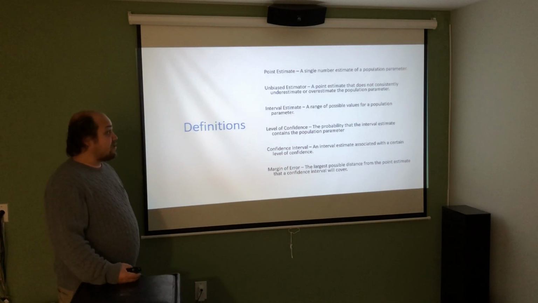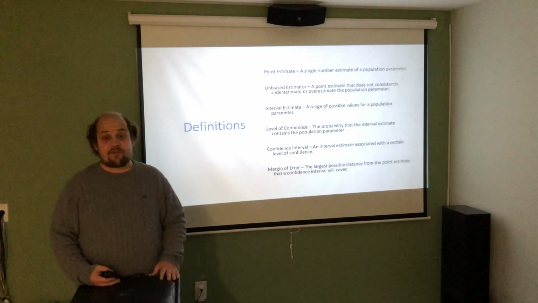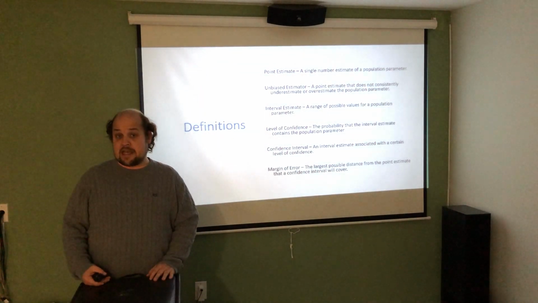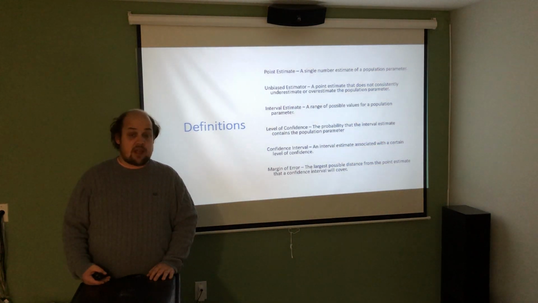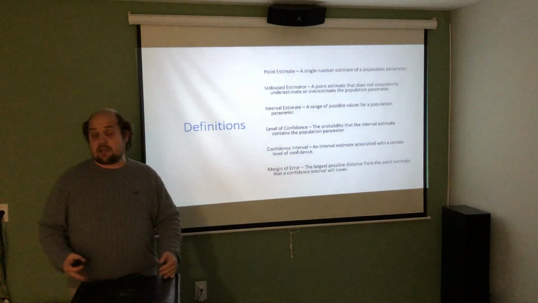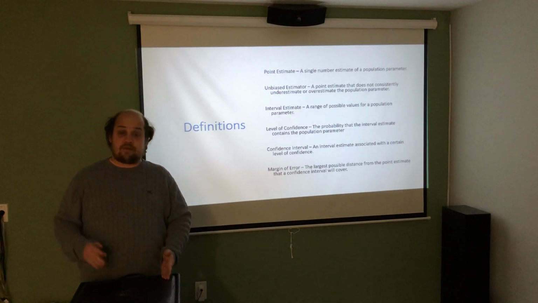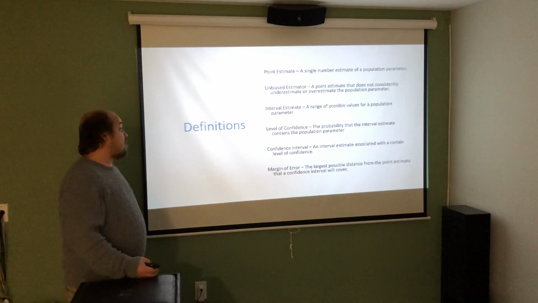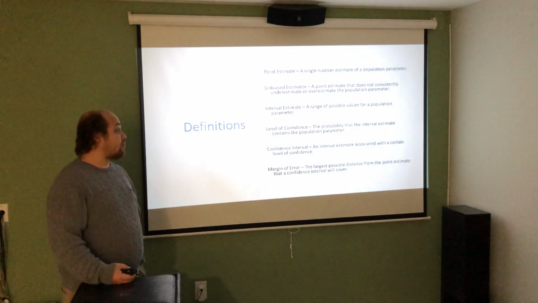An interval estimate is a range of possible values for a population parameter. So it's possible that after taking this sample of the 20 students that I have in my statistics class, I find that the average height is 5'7", and I further find that I'm 90% confident that the true average height of a Manor student is between 5'4" and 5'10". That 5'4" to 5'10" would be my interval estimate, the range of possible values for a population parameter.